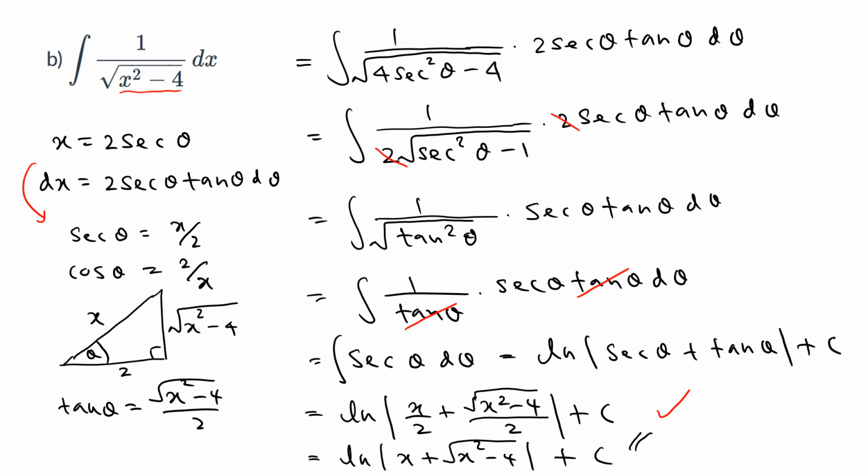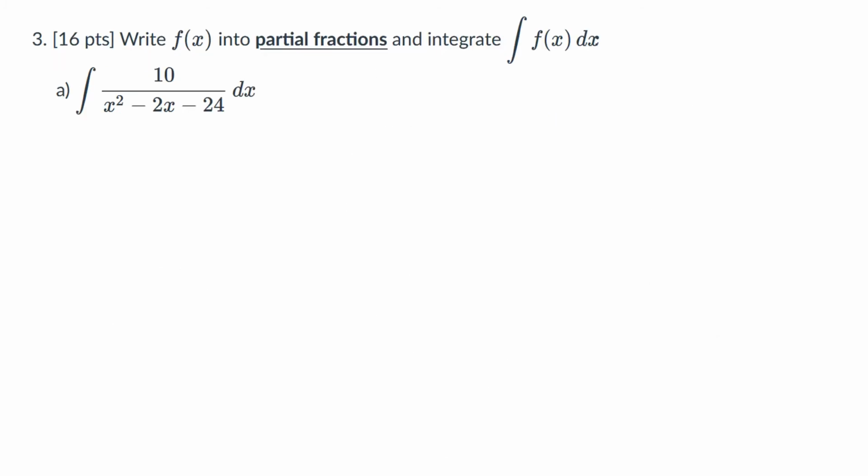The next one is about partial fractions. This is another technique that you need to remember. If you look at the problem, you can easily factor the denominator. So what are the factors? If you factor the denominator, you can see that it is x plus 4 and x minus 6. Those are the two factors.